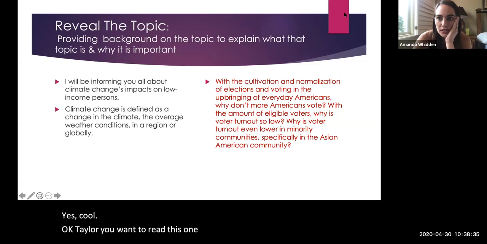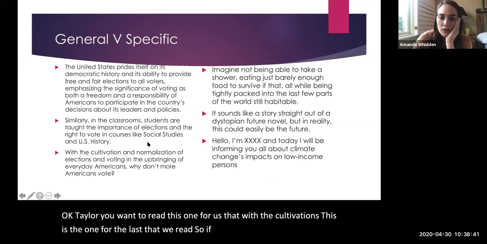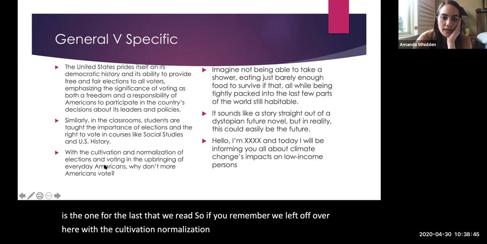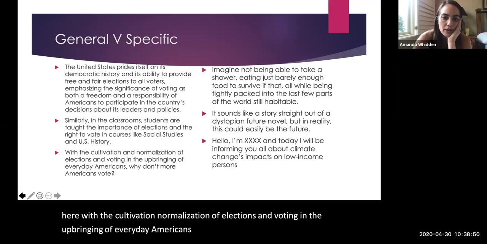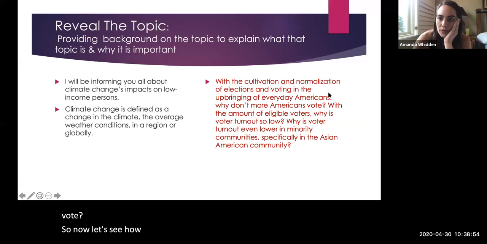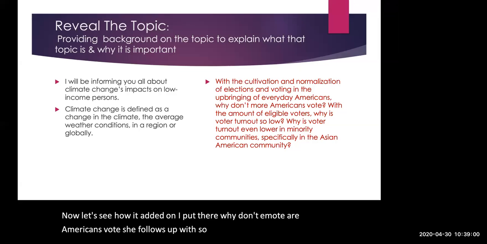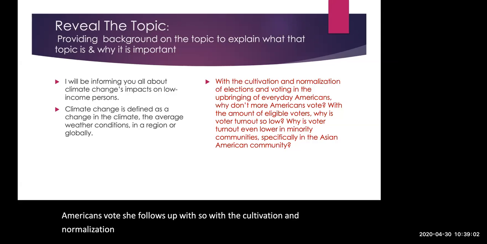That's the one with the cultivations, the last one that we read. So if you remember, we left off over here with the cultivation and normalization of elections and voting and the upbringing of everyday Americans. Why don't more Americans vote? So now let's see how it added on. She follows up with: with the cultivation and normalization of elections and voting in the upbringing of everyday Americans, why don't more Americans vote?